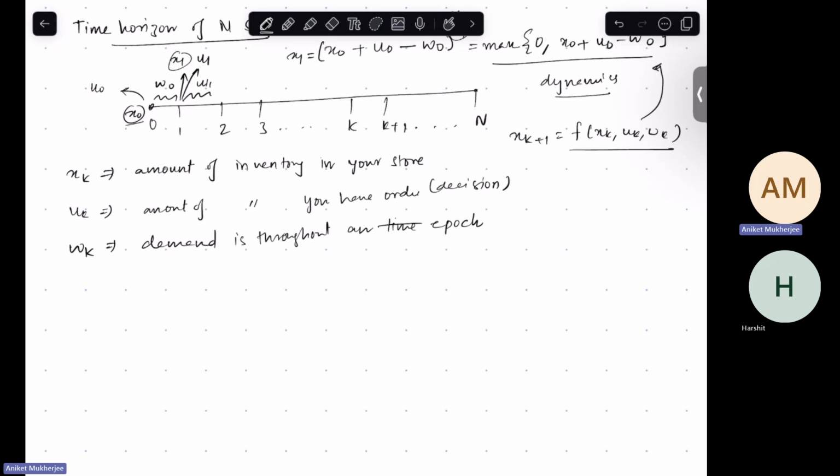Now we had a cost we want to minimize. The constraint is uk greater than or equal to 0. So you can order stock, you can't send back stock, hence uk is greater than or equal to 0.